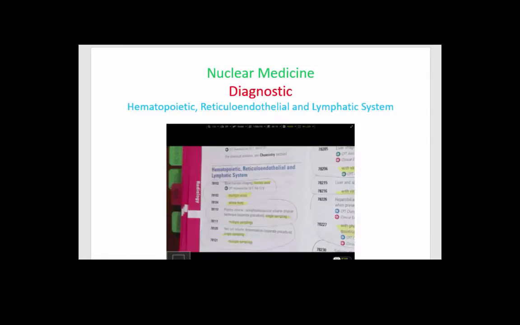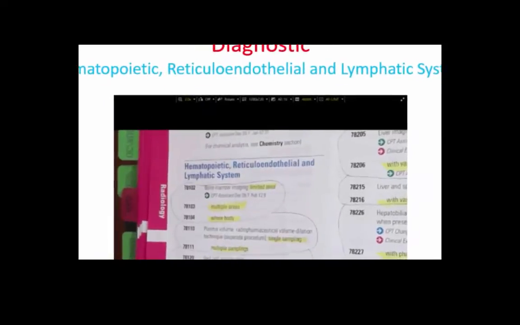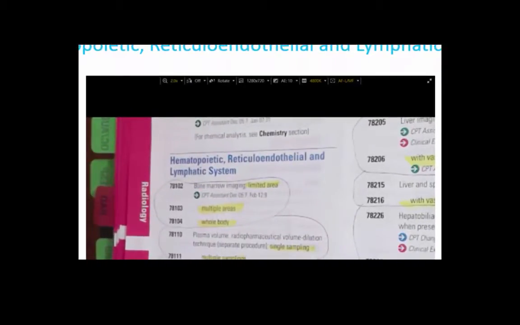And when we go to our codes, we're looking for whole body. Let's blow this up. And you see there is a code description, 78104, for whole body. And also note that the bone marrow falls under the hematopoietic, reticuloendothelial, and lymphatic system. It's important to know, this is back to your anatomy that we've often talked about in this course, that your bone marrow would fall into this system.